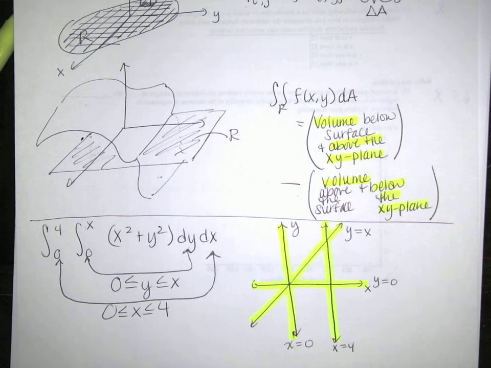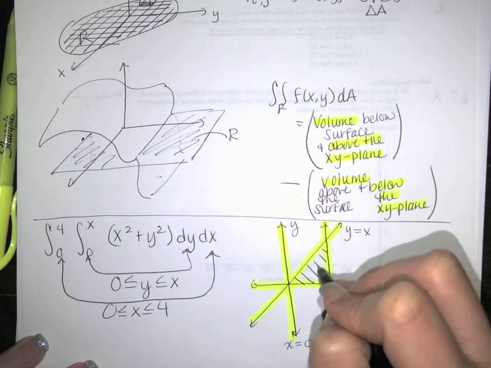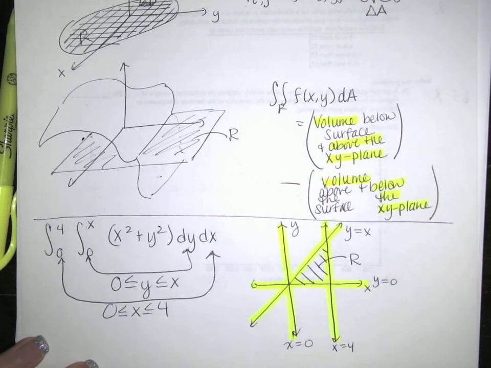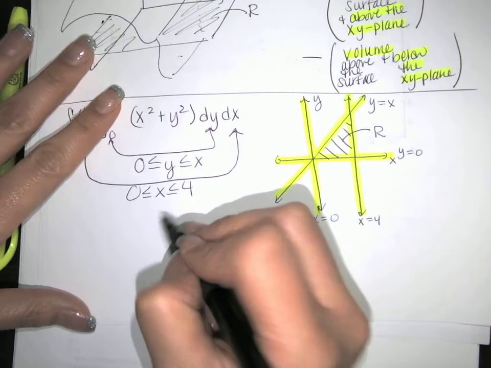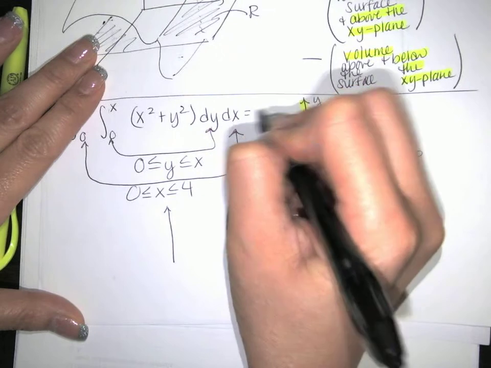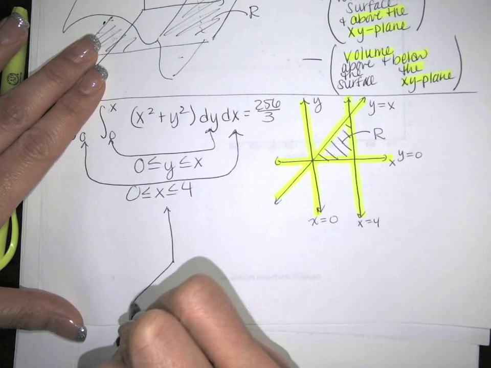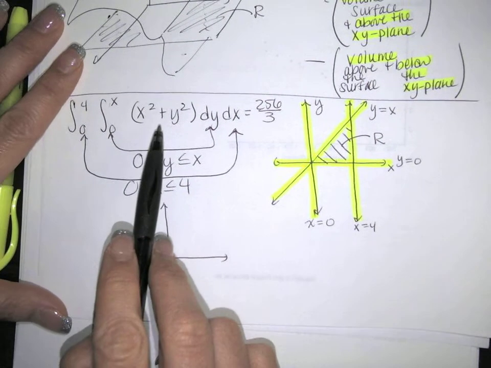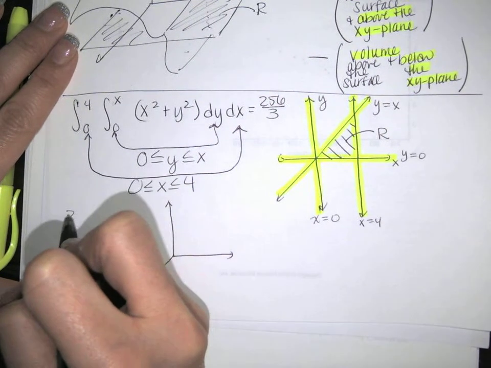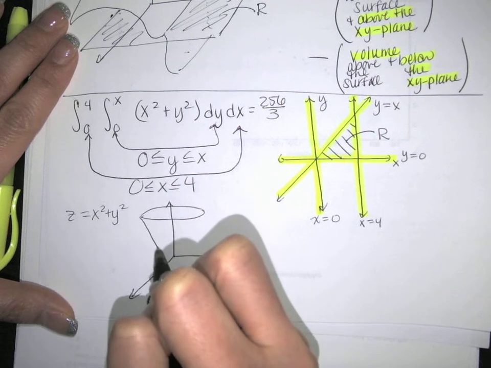So the region that we're integrating over is actually that region in the xy plane. That's the region R. You're saying, how does that a volume again? Well, that's the xy plane. This integral, we evaluated it earlier, it was 256 over 3. What that represents is the volume under the surface given by z equals x squared plus y squared. It's our elliptic paraboloid.